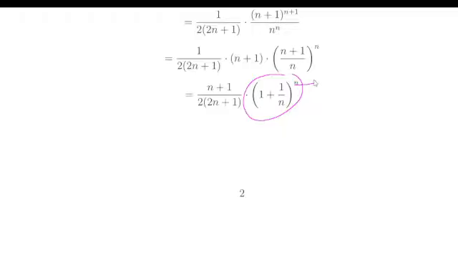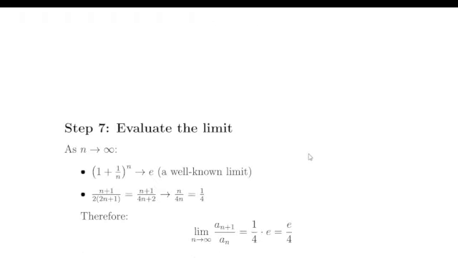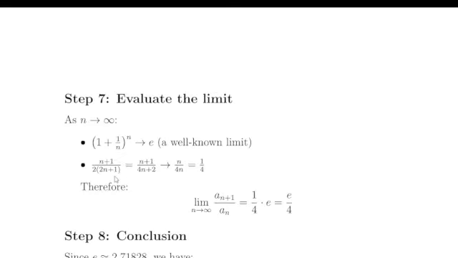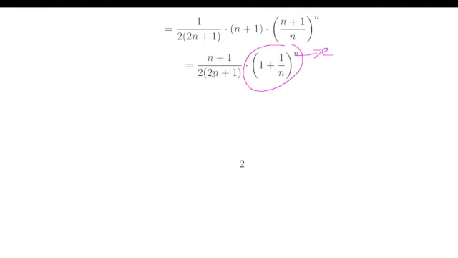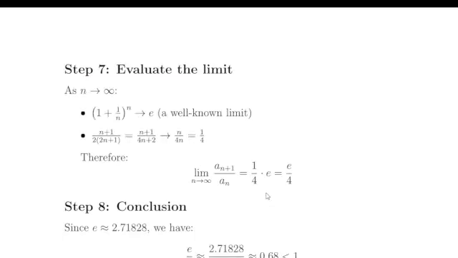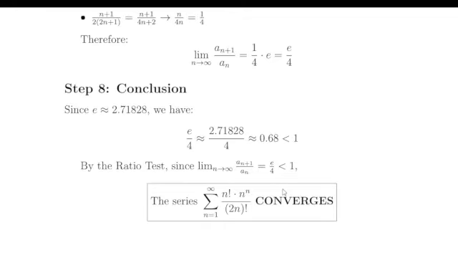Now, we know that this limit right here is going to approach e. And n plus 1 over 2 times 2n plus 1, if you distribute the 2, we get n plus 1 over 4n plus 2, which is roughly n over 4n, which is 1/4. So this limit over here is going to be 1/4. So we have 1/4 times e, which gives us e over 4 as our limit. Because we're using the ratio test, we want the limit to be less than 1 in order for it to converge. e over 4 is about 0.68. That is less than 1. So we say that the series converges.